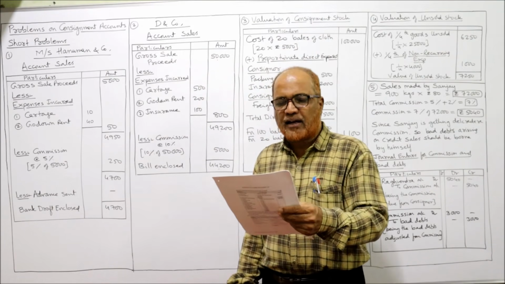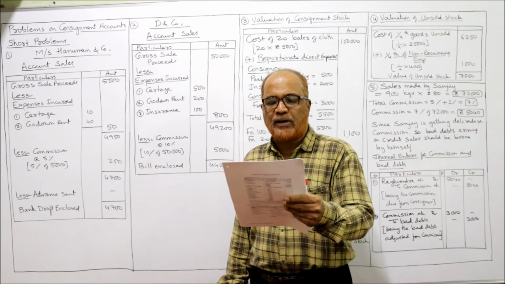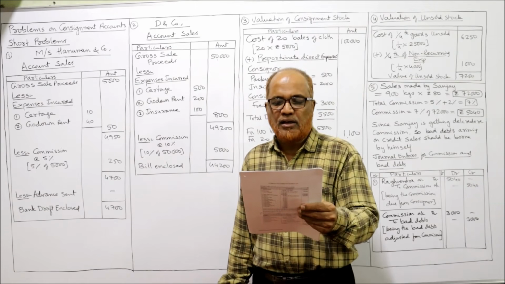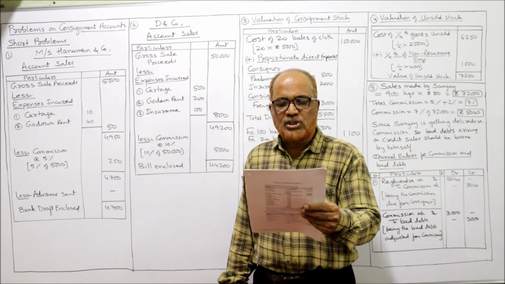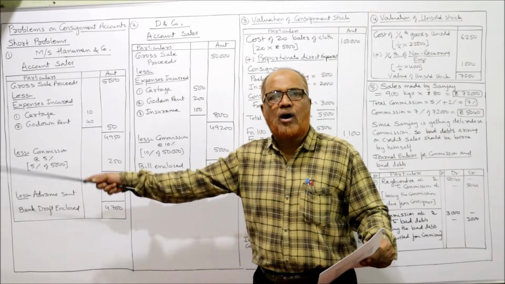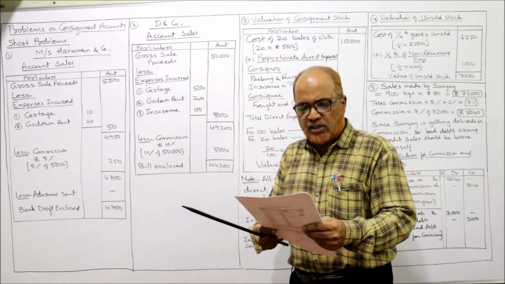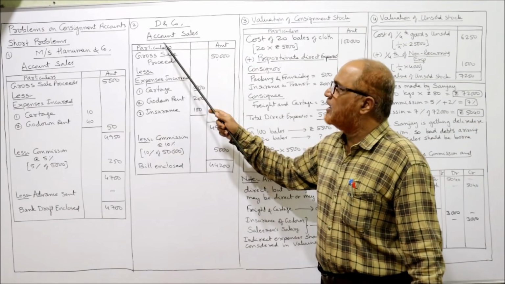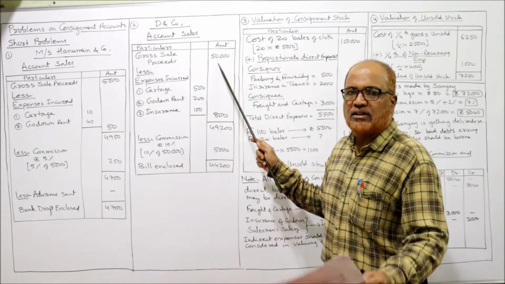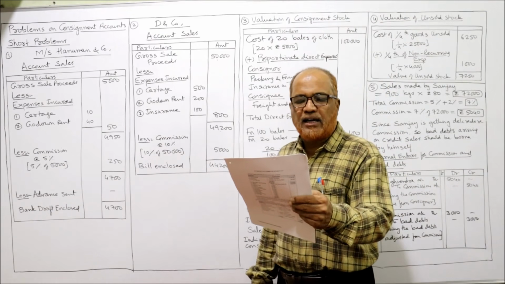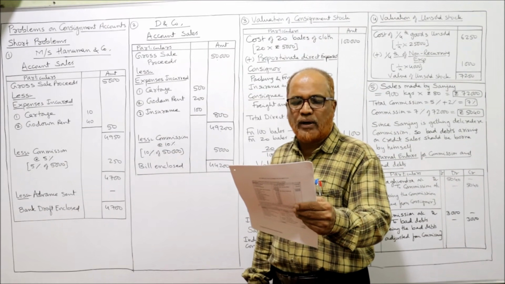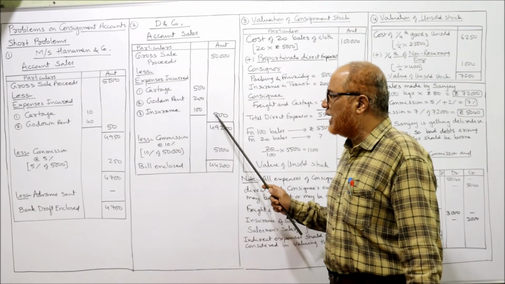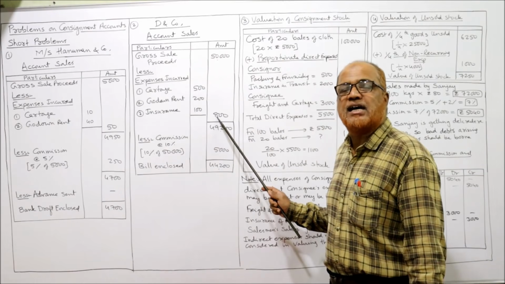Now second problem. C and Company of Calcutta consigned 100 radios to D and Company of Delhi. So C and Company is the consignor, D and Company is the consignee. To be sold on consignment basis, prepare an account sales from the following particulars. Exactly the same way we have to make the account sales. You can see here D and Company is the consignee, they are making the account sales. Gross sale proceeds 50,000. Then expenses incurred by D and Company: cartage 500, godown rent 200, insurance 100. Total 800 rupees expenses paid by the consignee.